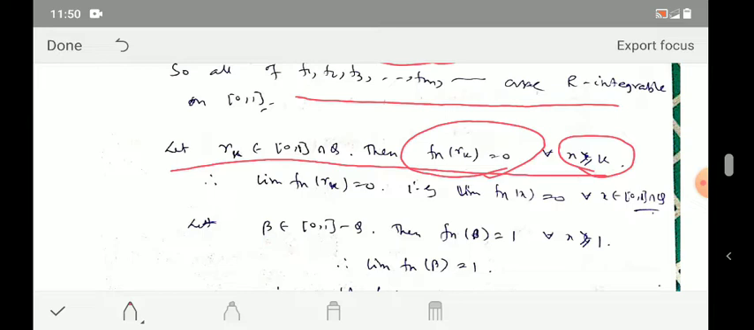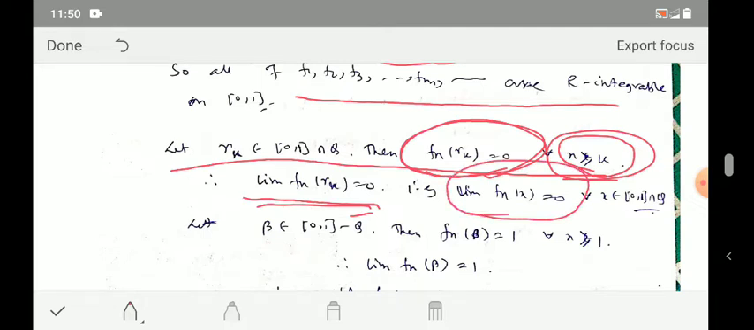the function as f1(r1) equals 0, f2(r1) equals 0, f2(r2) equals 0, but f2(r3) equals 1. Similarly if n is greater than or equal to k, then fn(rk) equals 0. Therefore the limit of fn(rk) equals 0, therefore at any rational point rk, the limit of fn(x) equals 0 for x belonging to [0,1] intersection Q.